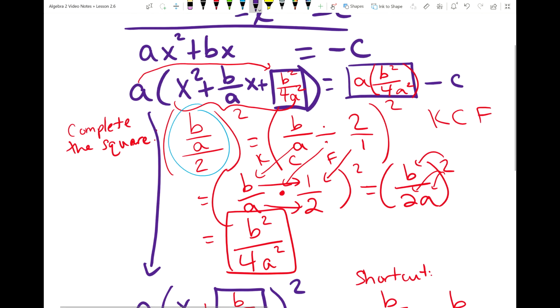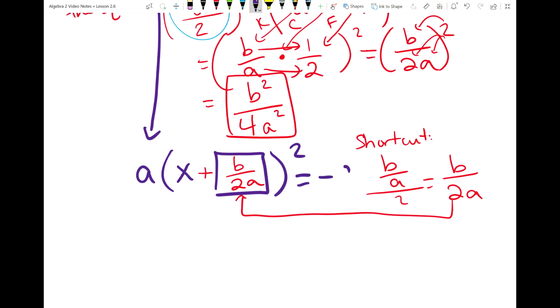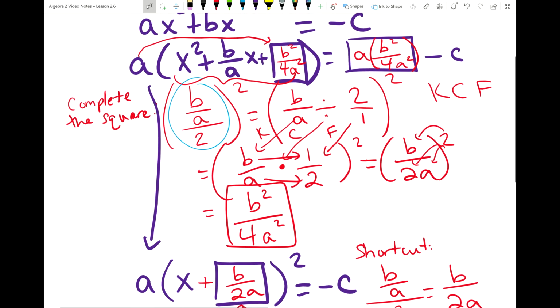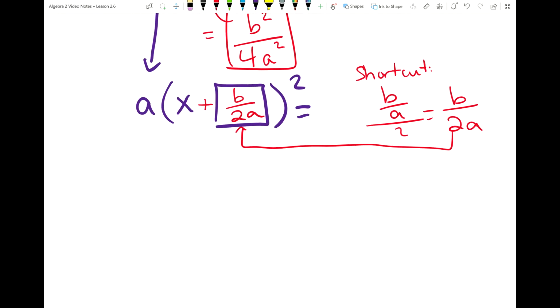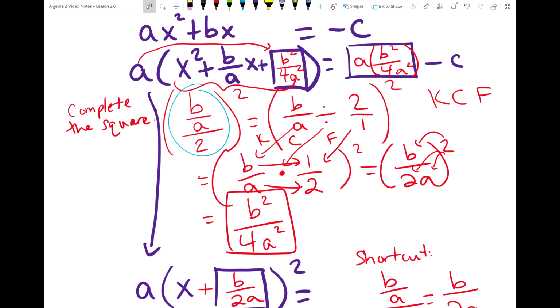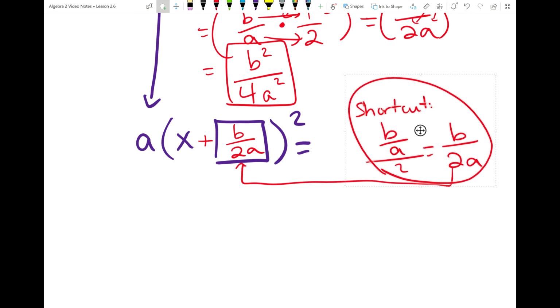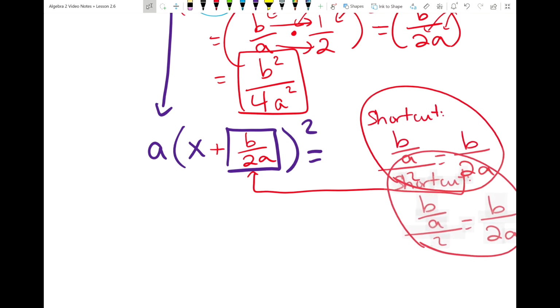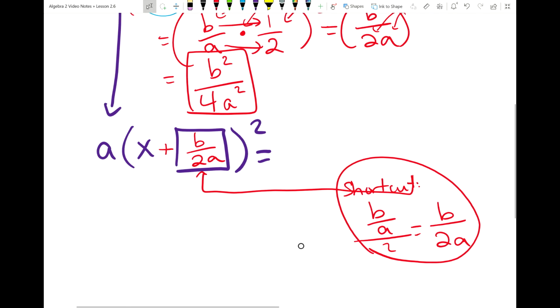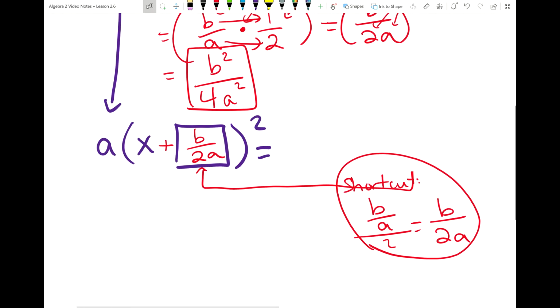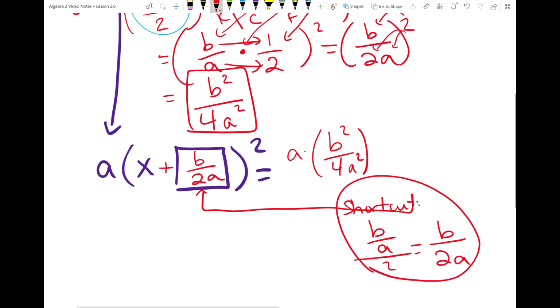Now, we're gonna bring down the equal sign and then bring down the negative c. We wanna bring down the equal sign, and then we wanna bring down whatever we put in here, right? So we wanna bring that down. So I need to give myself some more room here. So I'm gonna put this there, and I'm gonna move this over a little bit over here. Okay. So we got our a times b squared over 4a squared, and then minus c.